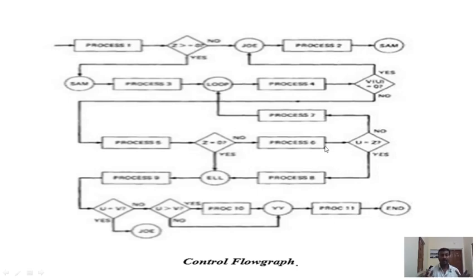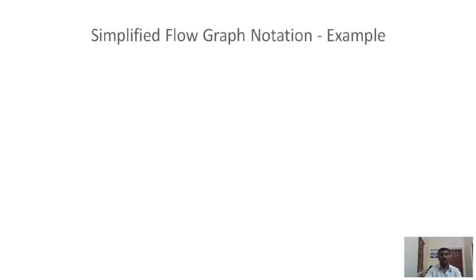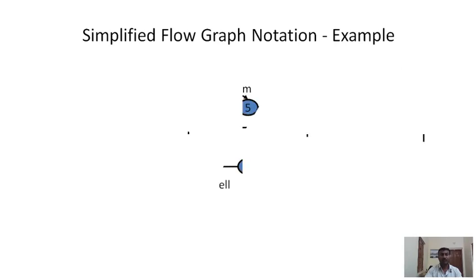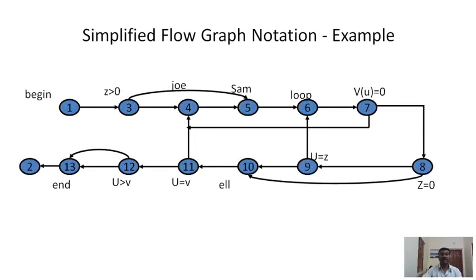If we do it like that, then the large flowchart is converted into a somewhat simplified flow graph. We can simplify this again. Just go through it: statements are there, conditions are there. If there is a condition, we have 2 paths. In the same manner, we can simplify the control flow charts further. Simplified flow graph notation example: in this manner, we can simplify the control flow charts.